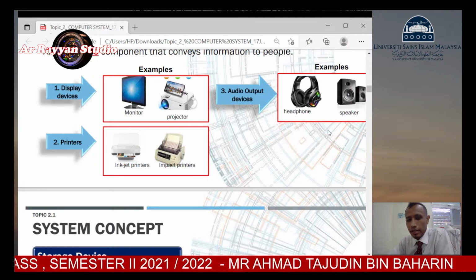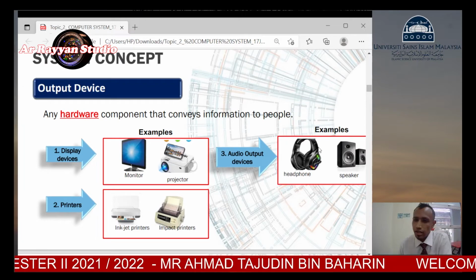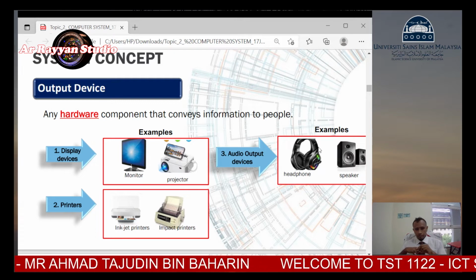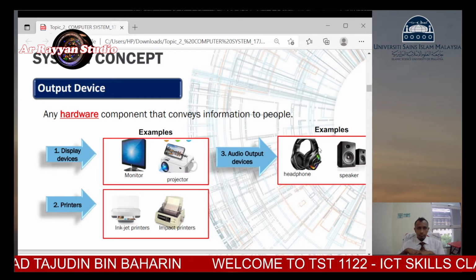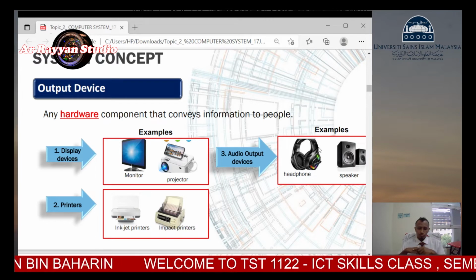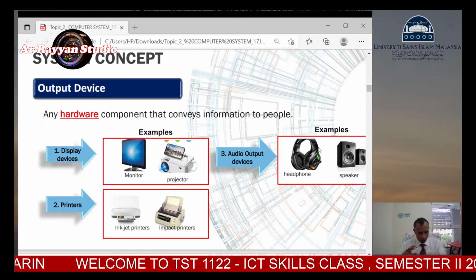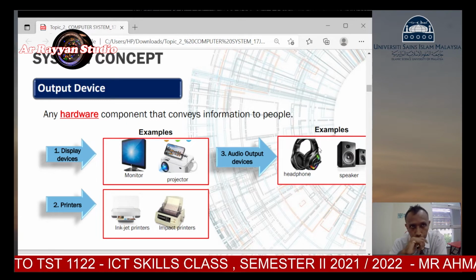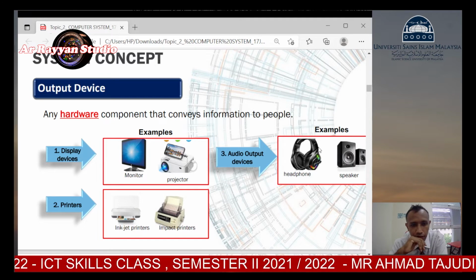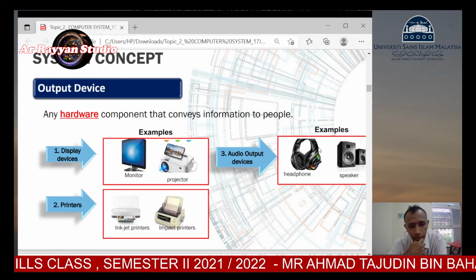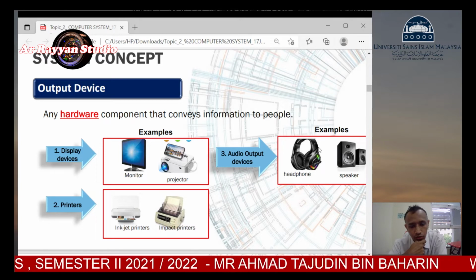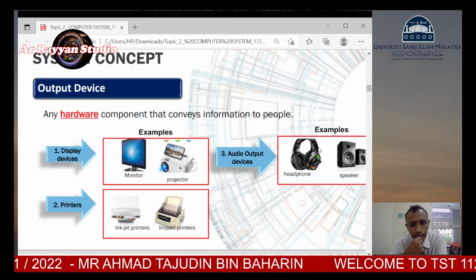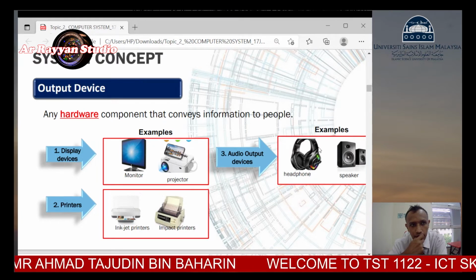Ada jawapan? Ada apa lagi? Contoh output device. GPS? No. Dekat sini dia bagi contoh. Display device such as monitor and projector, and then printer, audio. Okay. And then apa lagi yang boleh dijadikan sebagai output device?